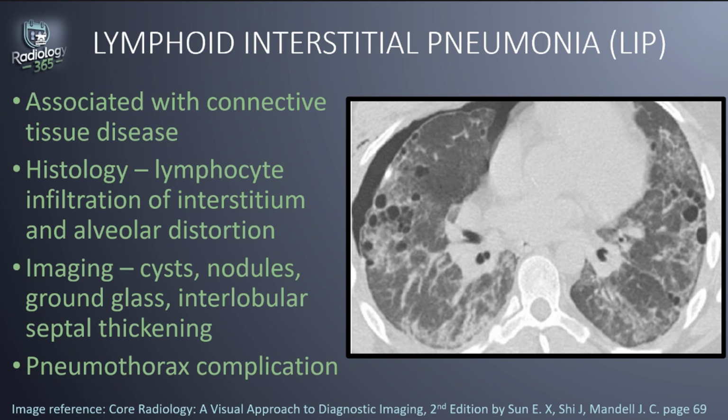So in this image, it is an unenhanced axial CT, and it shows patchy ground glass opacity, scattered perivascular cysts all around, and a right-sided pneumothorax. This was a case of lymphoid interstitial pneumonia.